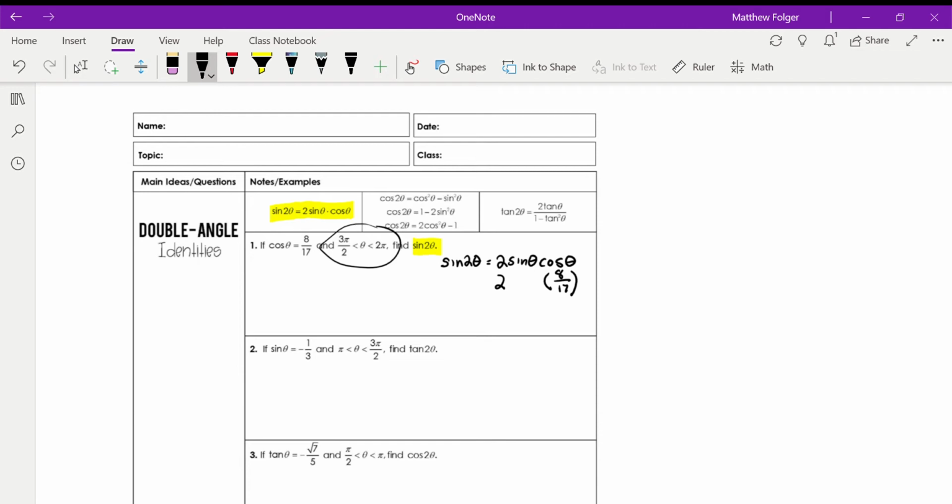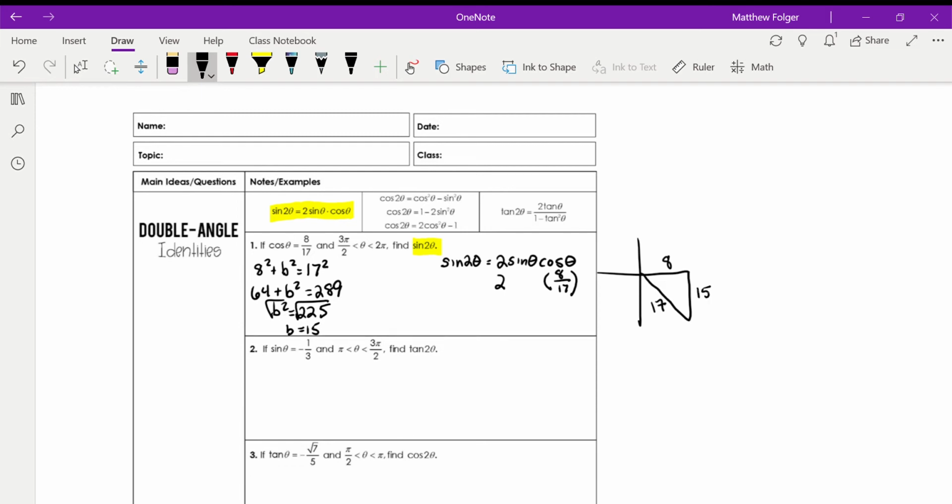That's telling us that the angle is between 270 and 360, meaning we have an angle in the fourth quadrant. And if the cos is 8 over 17, we can find the sine by using the Pythagorean theorem. So we're going to do that really fast right here. a squared plus b squared equals c squared is 8 squared plus b squared equals 17 squared, which is 64 plus b squared equals 289, b squared equals 225, b equals 15. We need to take the square root of that. So 15 goes there.